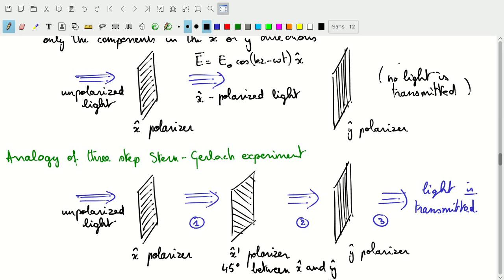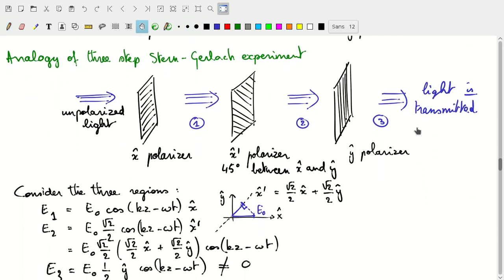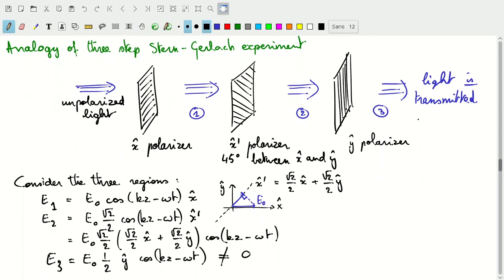So what we did now is we added this x prime polarizer in the middle between the x and the y polarizer filters. Of course, one of the things we expect classically is that if we select out with the first filter only x polarized light, then there's no way that, even with this additional x prime polarizer, there would be light transmitted. However, in reality, light does get transmitted. So why is that the case?